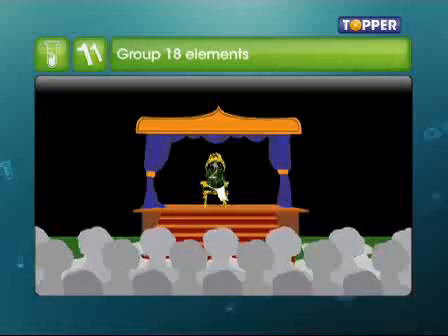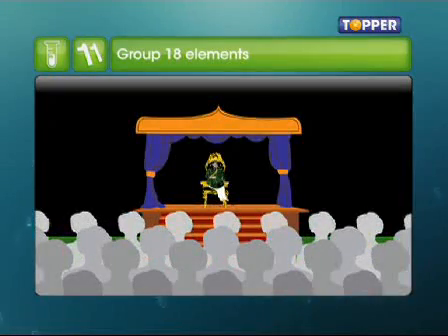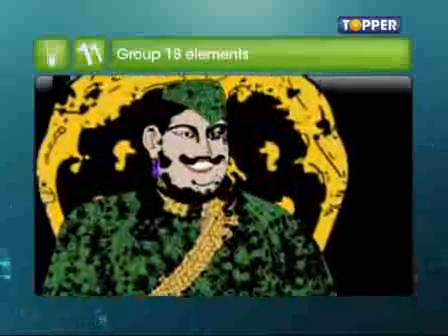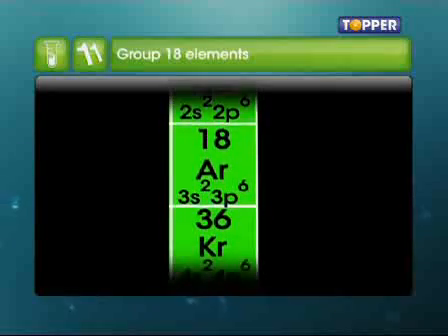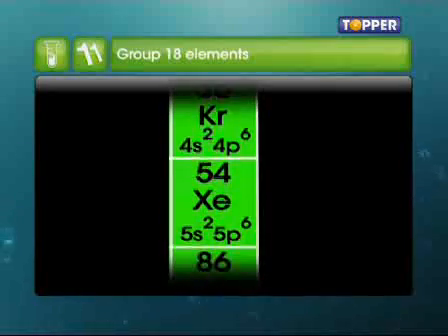Now take your thoughts back to the legendary Nawab, Wajid Ali Shah of Awadh. He reportedly had an army of 1700 personal servants. Obviously, he wasn't a great believer in doing his own work, much like our noble group 18 elements. But why are they so unreactive?